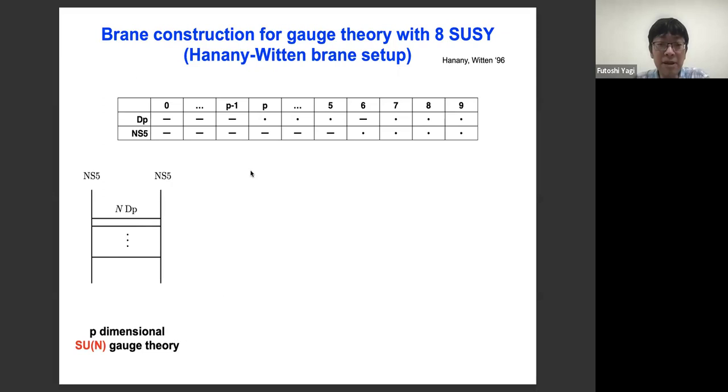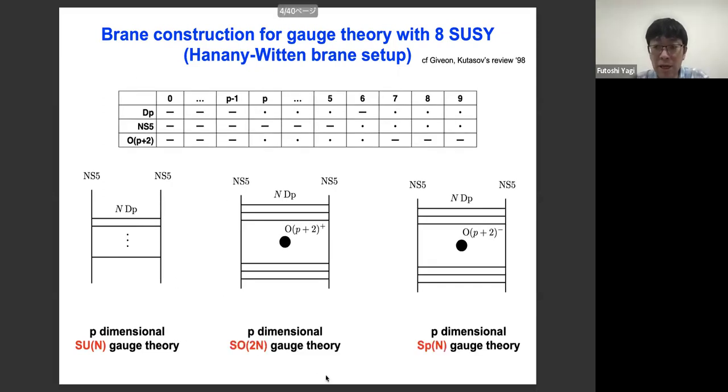And if we would like to construct not SU but Sp or SO, we use an orientifold plane. Depending on which gauge theory we would like to construct, we use a different orientifold plane. If we would like to have an SO gauge theory, we use the O(p+2)-plus plane. And if we would like to have an Sp gauge theory, we use the O(p+2)-minus plane.